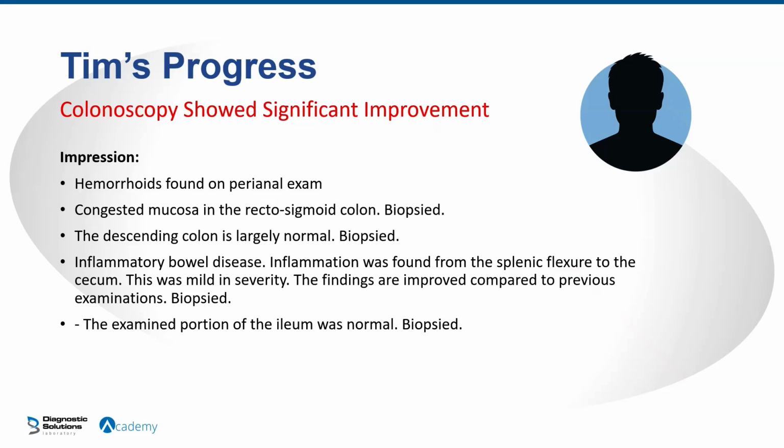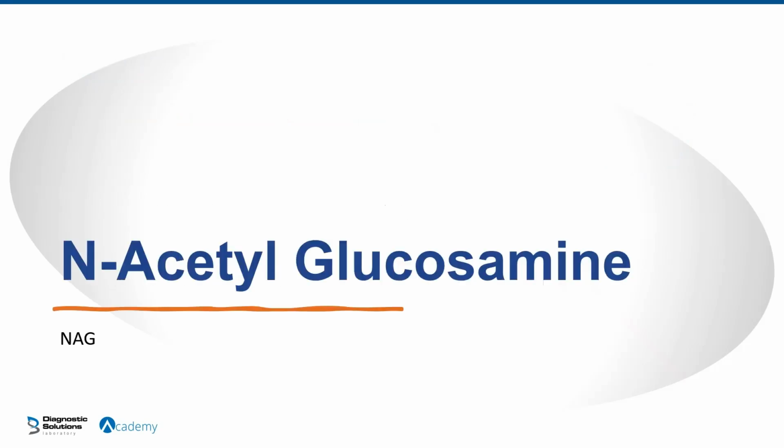And this colonoscopy looked pretty drastically different than the initial one. The inflammatory bowel disease that was found with that possible stricturing was completely gone. They didn't note it at all. Inflammation was still found at the splenic flexure to the cecum, but it was mild in severity, and it was significantly improved based on the previous colonoscopy.